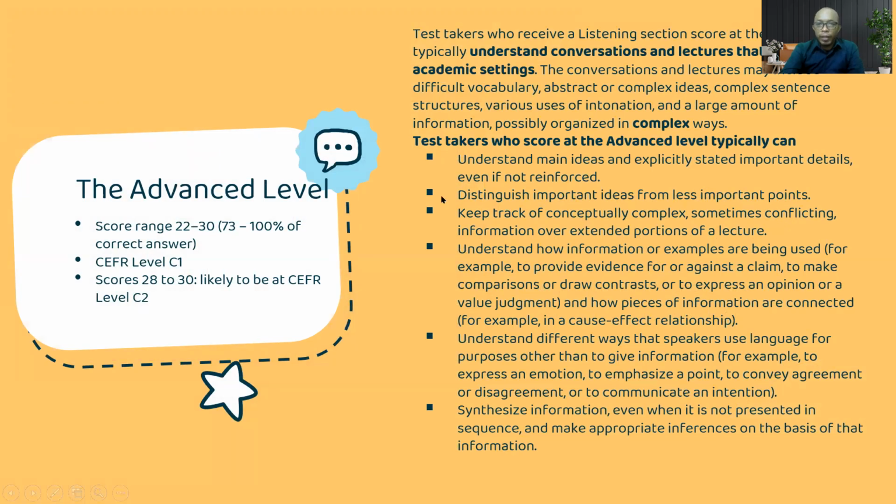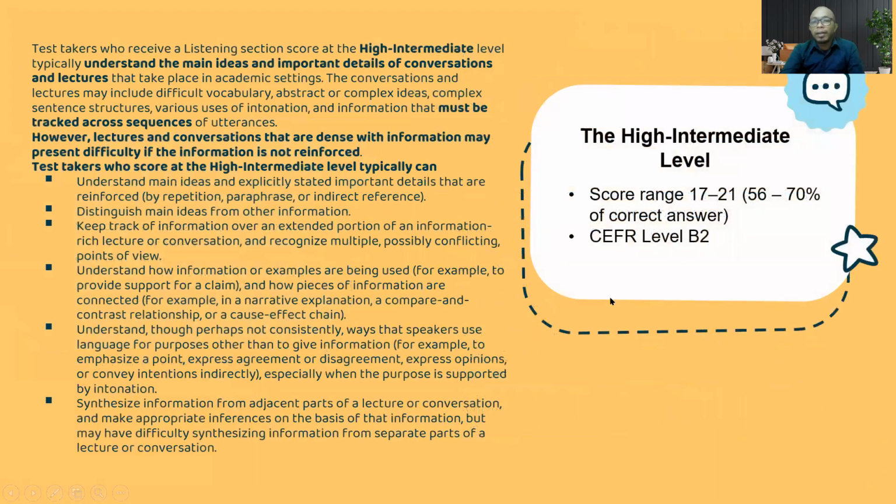Okay, and here are the details of that. You can pause the video and read each of the points in more detail if you'd like to. The lower level after the advanced is the high intermediate level. And a test taker gets in this level if their score is between 17 to 21, meaning they could answer 56 to 70% of the answers correctly. And your CEFR level will be B2 for this level.